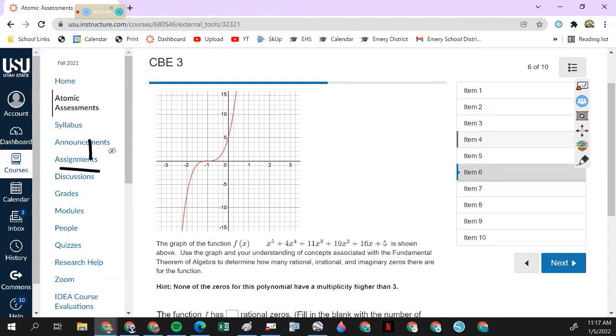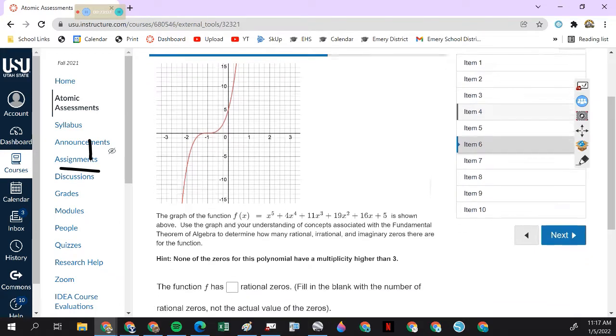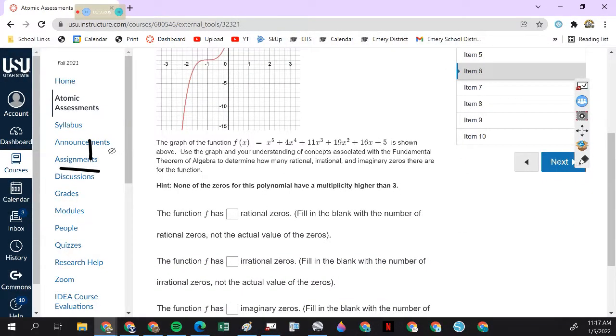All right. So an x to the 5th graph is shown. Now, that looks like an x to the 3rd graph, right? So there are some hidden zeros inside there, and usually hidden zeros are imaginary, but not always. It is possible to hide zeros that are real. Just not as easy. All right, so use the graph in your understanding concepts of the fundamental theorem of algebra to determine how many rational, irrational, and imaginary zeros there are.